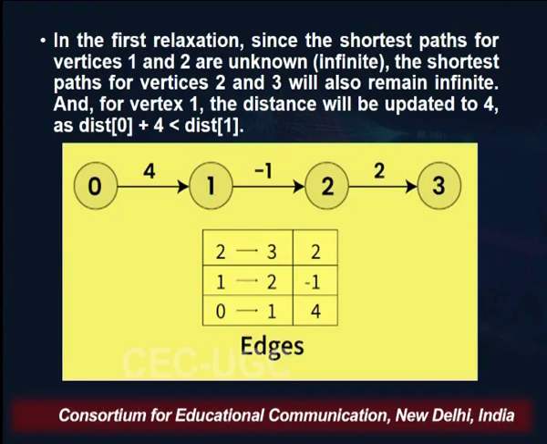So, we will be updating the distance for the node 1 to 4 instead of infinity. So, this was kind of the first relaxation, we can say. In the second relaxation, the shortest path for vertex 2 is still infinite, which means that the shortest path for vertex 3 obviously remains infinite as of now.